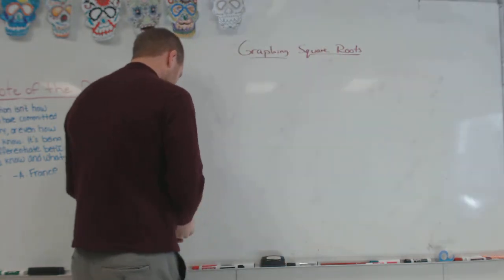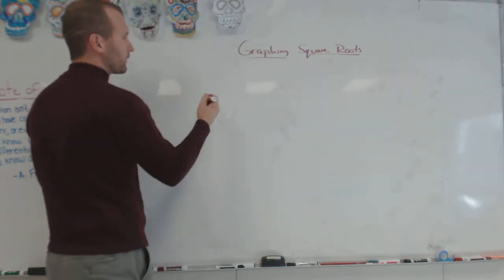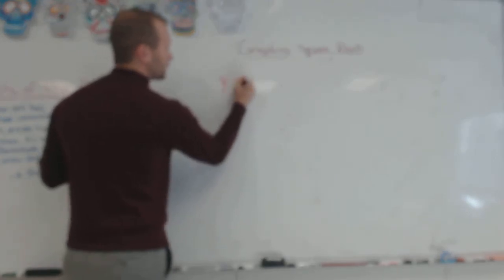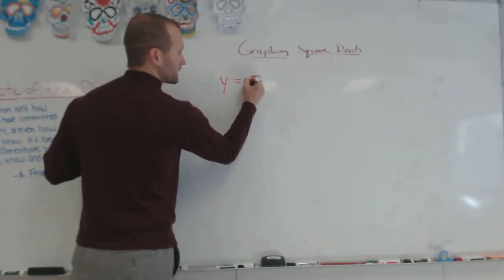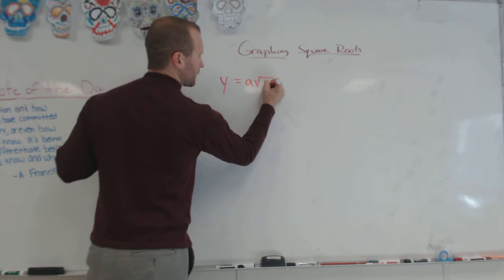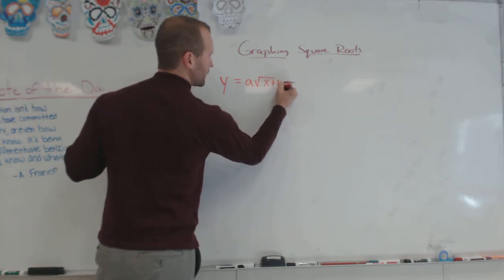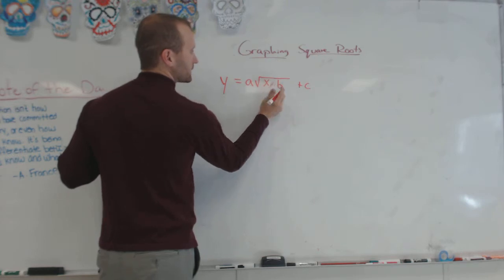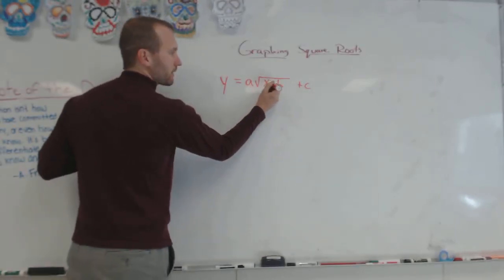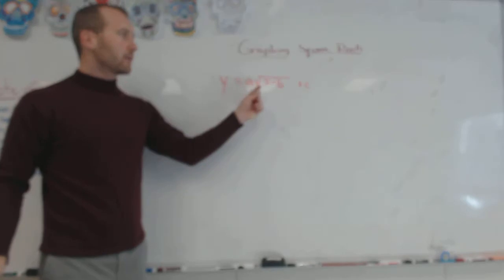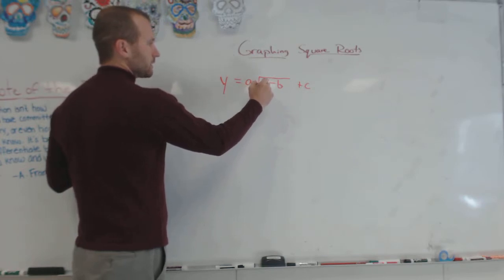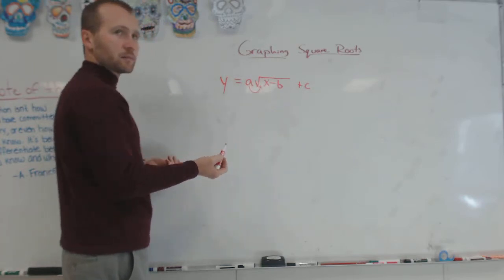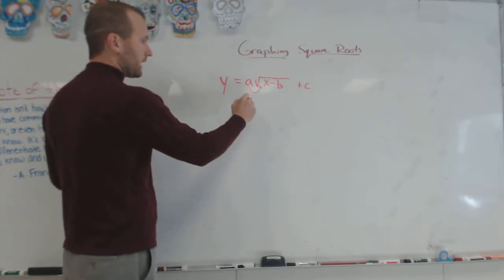So, let's take a look. If I have y equals, I'm going to say a times the square root of x plus b plus c. Actually, I'm going to make this a minus, because I want you to remember that this moves it the opposite way in your mind. And I also want to write this, that this could be either under the square root or not. It doesn't matter.